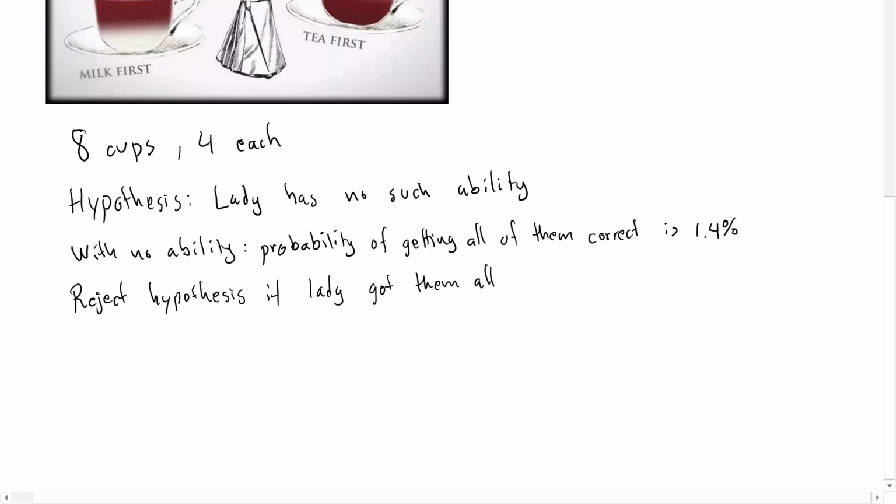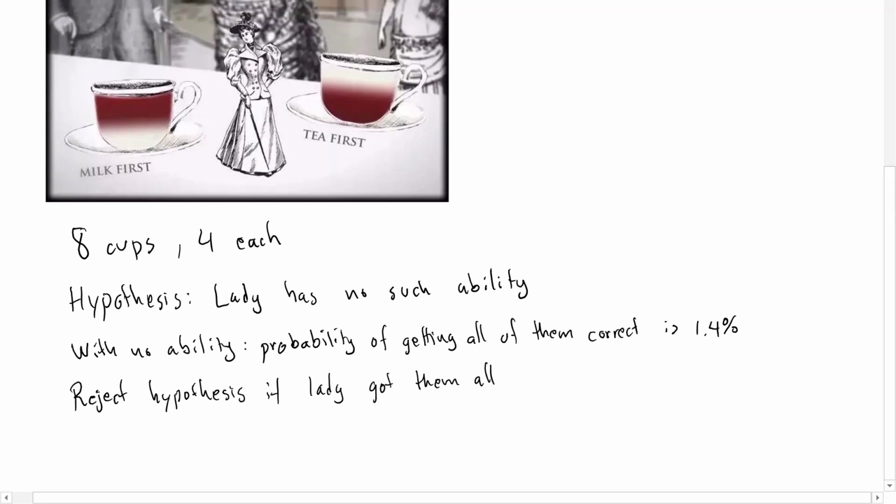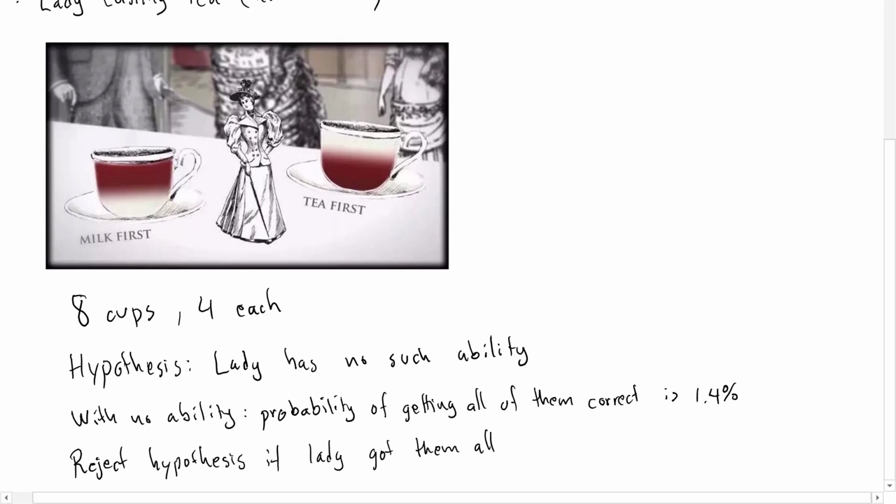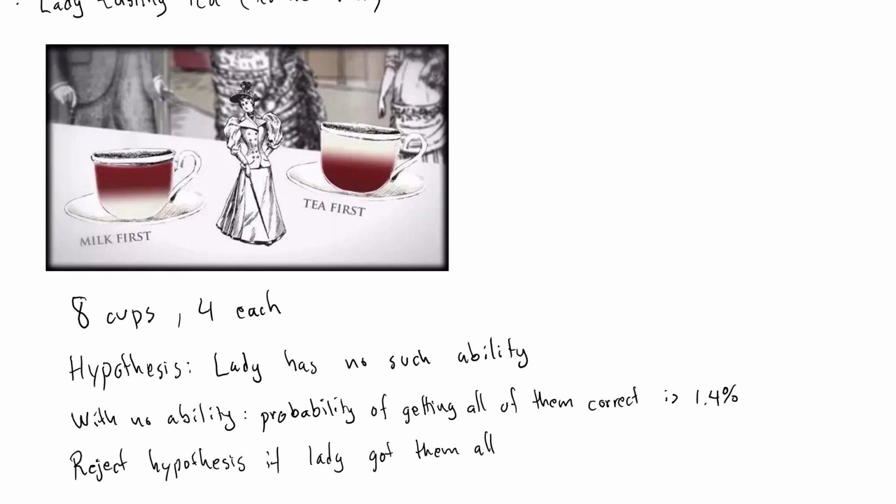If the lady guesses all of the cups correctly, then it's very unlikely that she's guessing, and we reject that hypothesis. Also notice something really important here. The hypothesis in the lady tasting tea experiment is that she has no such ability. It's really important that we formulate the hypothesis like this.